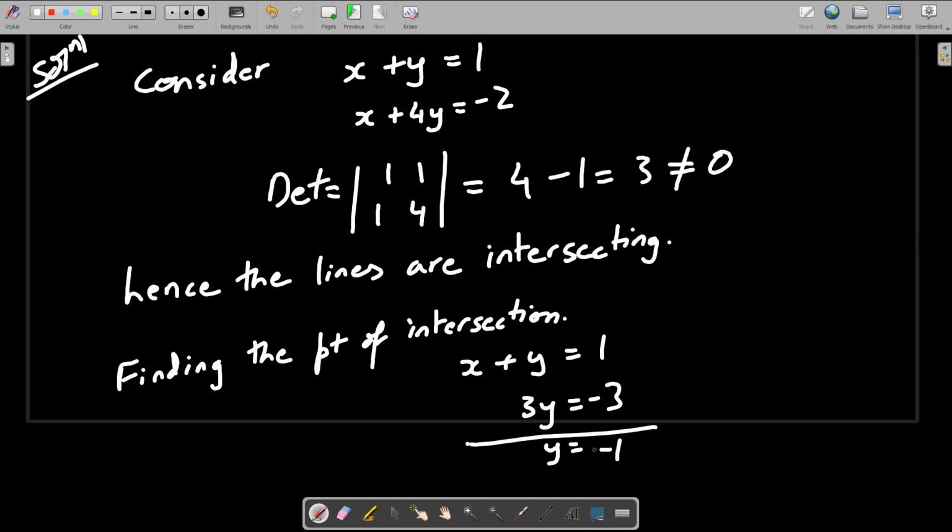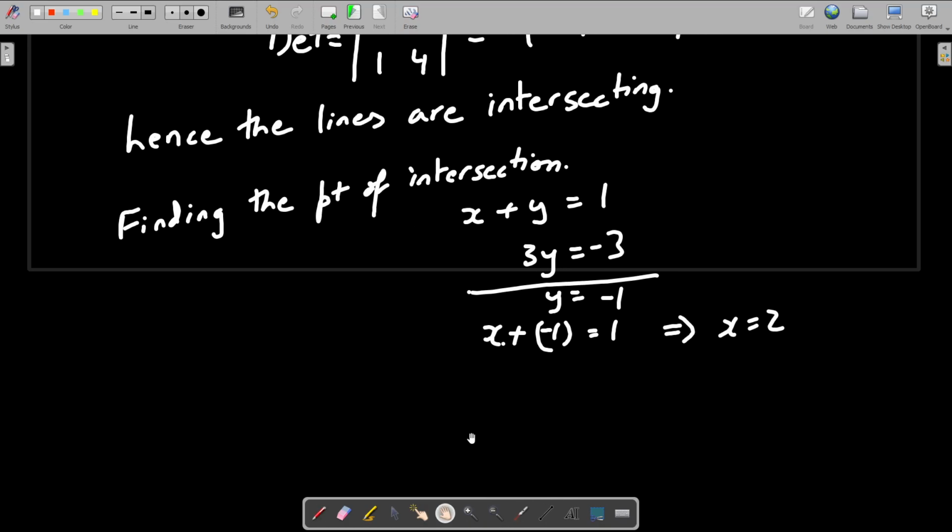So putting y is equal to minus 1 in that first equation, x plus minus 1 is equal to 1. This leaves you with x is equal to 2. So x is equal to 2. So your point of intersection is what? 2 comma minus 1 is your point of intersection.